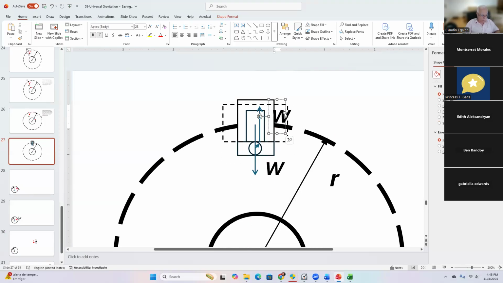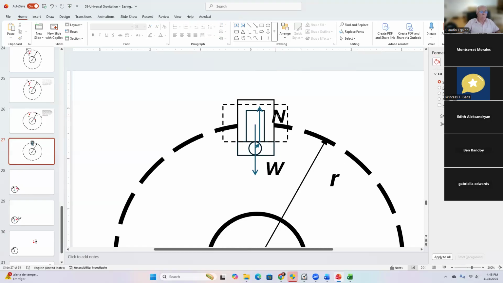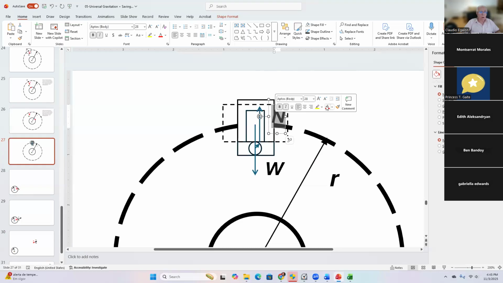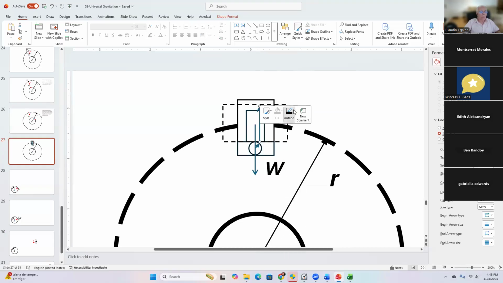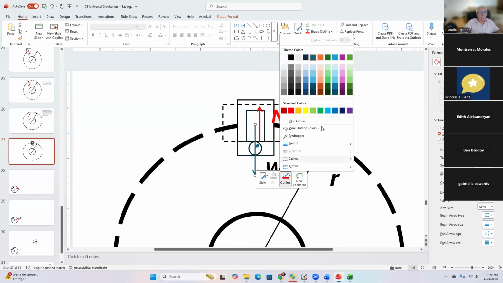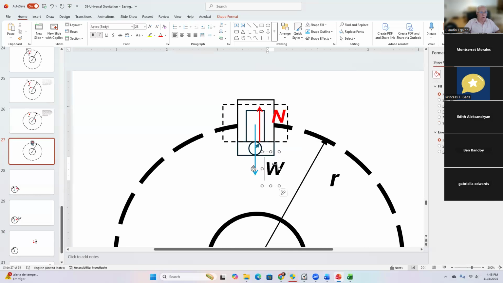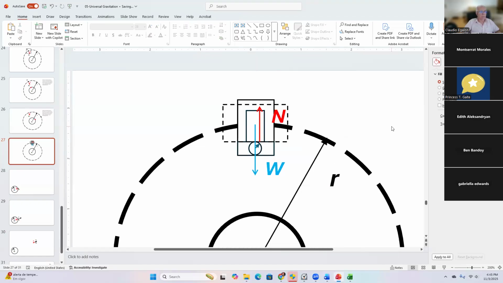Normal force. I'm going to put them in the same color. Let's see, red, arrow red as well. So you have this color code. Here, I'm going to put blue. I like this light blue here. Looks very pretty. Here you go. And W. Okay. Here's my free body diagram.